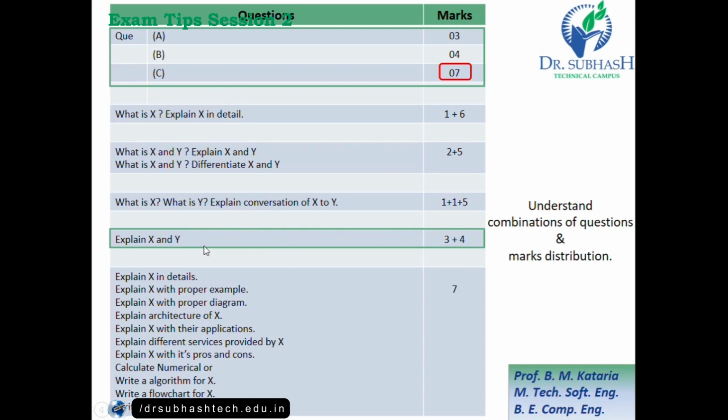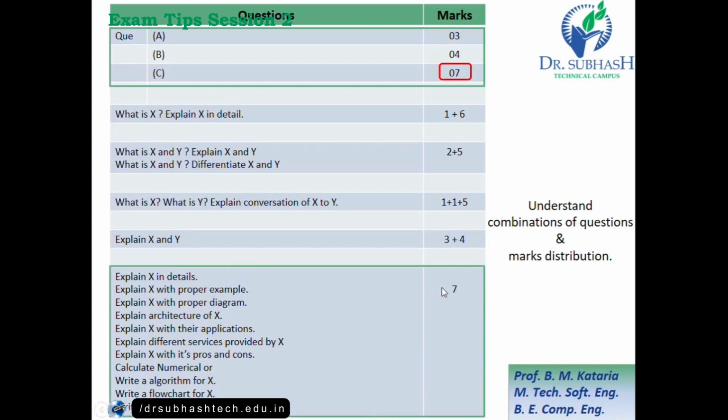3 plus 4, and somewhere it also arrives in the reverse combination, like 4 plus 3. Get it? I am not taking more examples here because we have already discussed the questions of 3 marks and 4 marks. And last, most important, are the 7 marks questions. Many things can be asked, like details, diagrams, architectures, explanations, services, numericals, algorithms, flowcharts, programs and many other things. Get it? The entire question carries 7 marks.